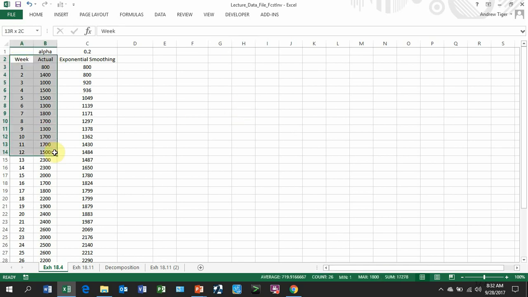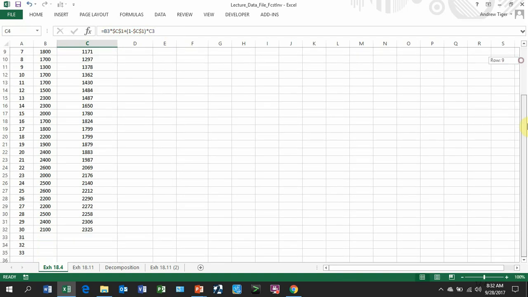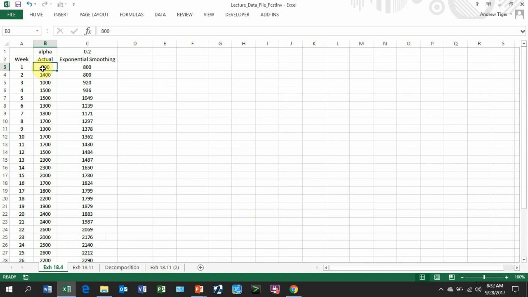So here's some data, and I've already generated a forecast based on exponential smoothing with alpha equal to 0.2. Again, we always initialize by saying the first forecast equals the first actual, but after that we use the formula that takes alpha times the previous actual plus 1 minus alpha times the previous forecast. And I've copied that down. Notice that when I'm evaluating forecast accuracy, I'm actually not forecasting. What I want to do is compare what happened against what we predicted happened.